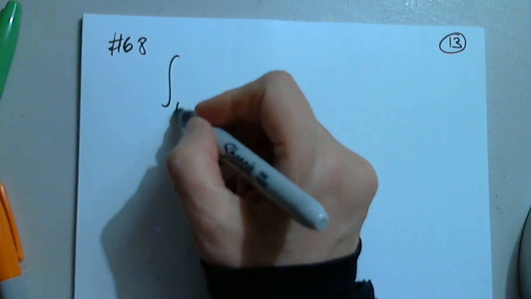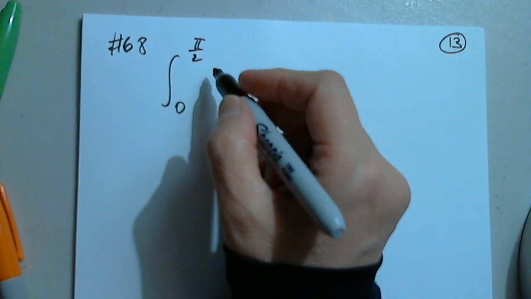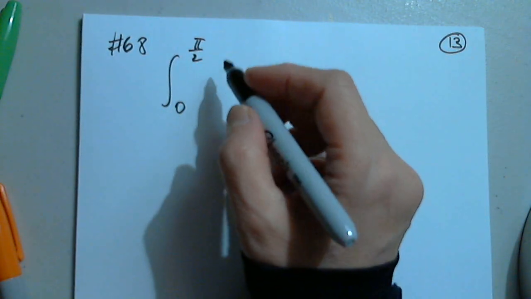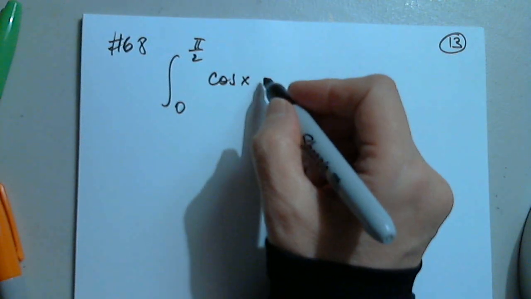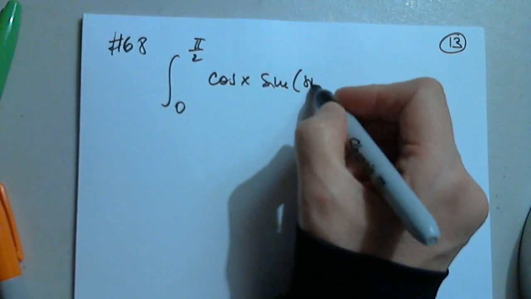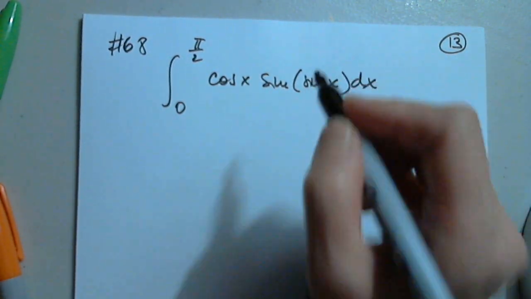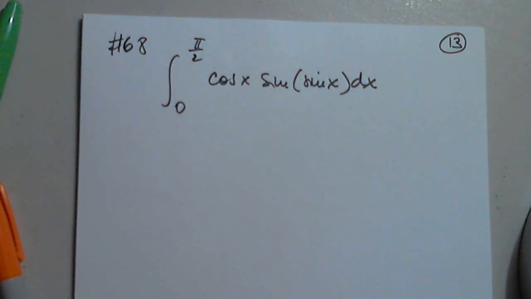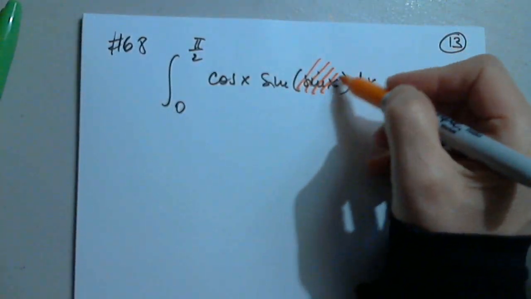The integral from 0 to pi over 2 of cosine x times sine of sine x dx. Very good. What bothers you here? The sine x in that sine. Inside, exactly. This is what bothers me too.